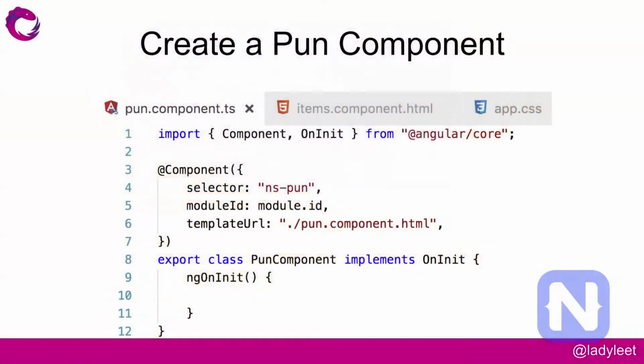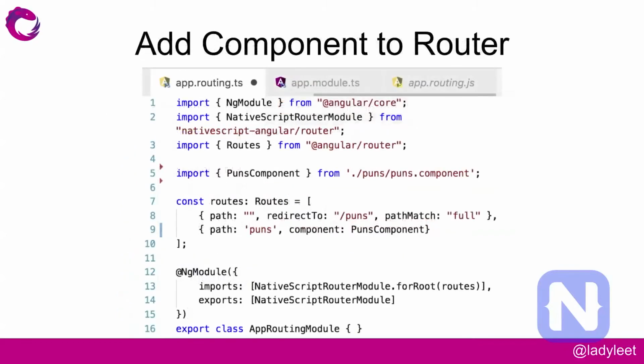The first thing I did was create a component. Since I'm building a pun app, I created a pun component. It's a basic Angular component, nothing exciting or special. I went ahead and added the component to the router.